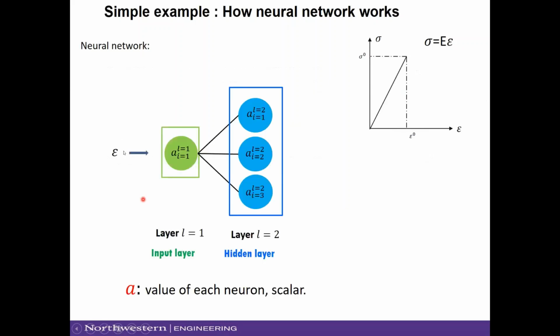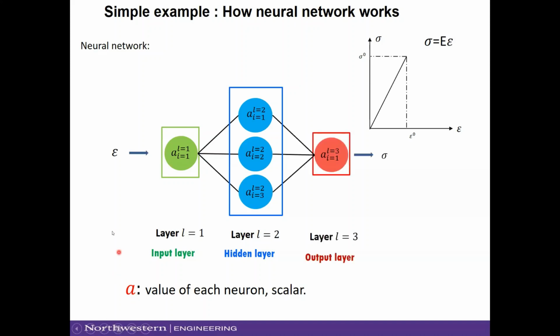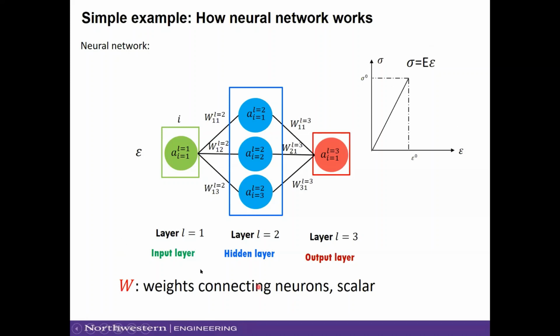As we can see, this is the value of strain, and this is the input layer, and A is the value of each neuron. These circles, as you see, have some values, and these values are the values of neuron. So A, we will term as neuron values. And if we go to the next slide, we will see weights, and this is very important.